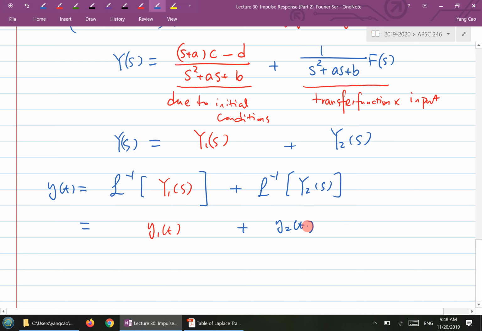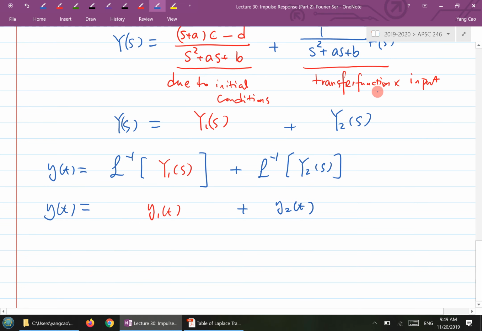Okay, right? So your solution, basically, up to this, you can understand now. The solution of the system depends on two different parts. One part is due to the initial condition. The other part is due to the transfer function times the input, or in other words, due to the input.